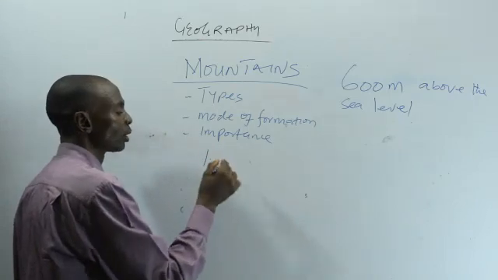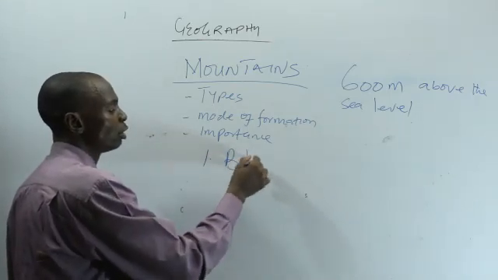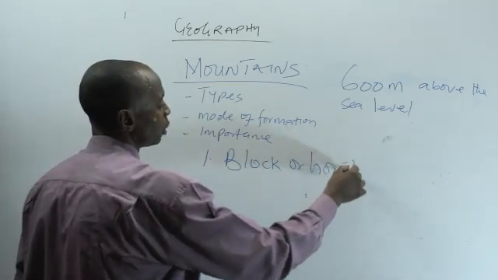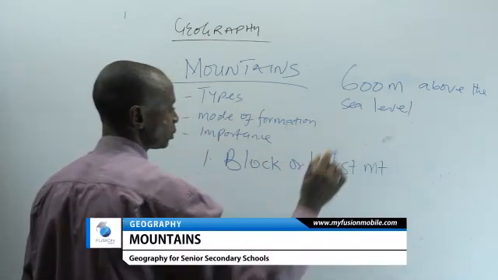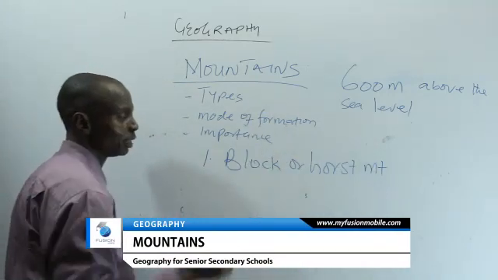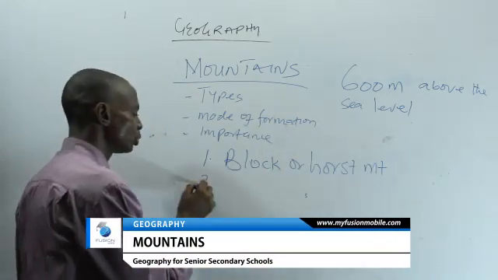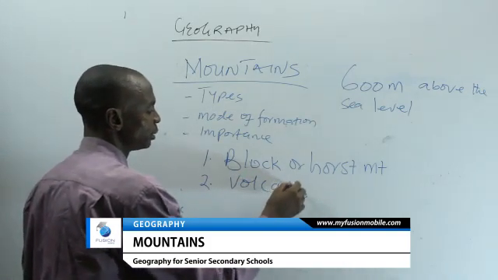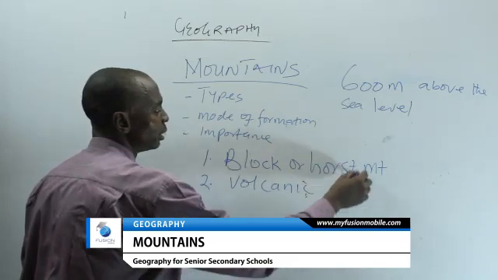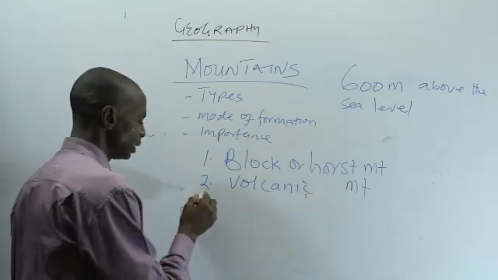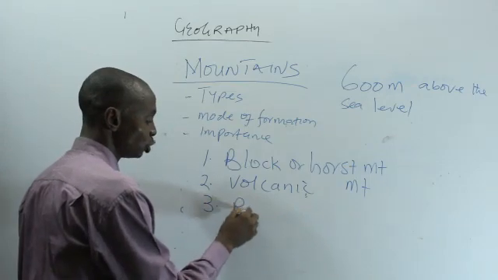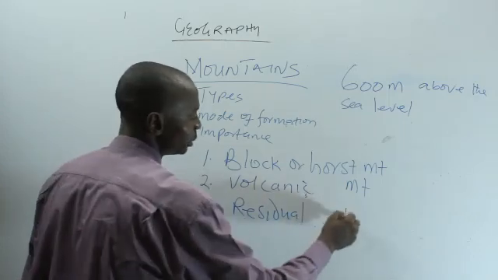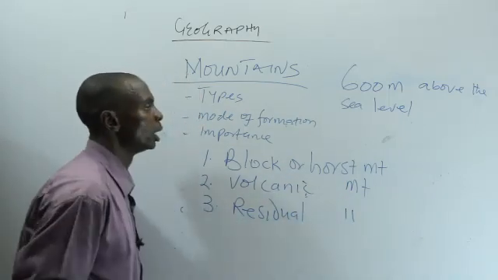Now, let's look at types of mountain. Number one, there is what we call block or host mountain. I'm using MT to represent my mountain. Then number two, we have volcanic mountain. Then number three, we have residual or remain mountain.